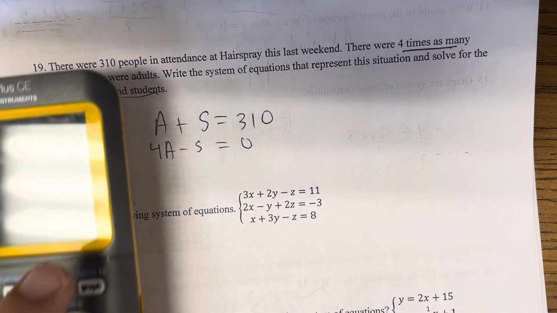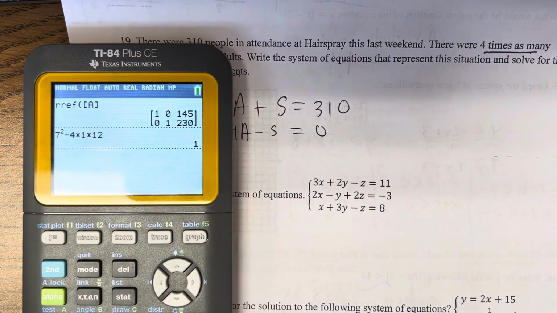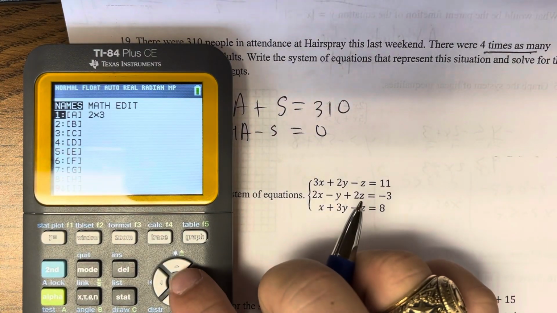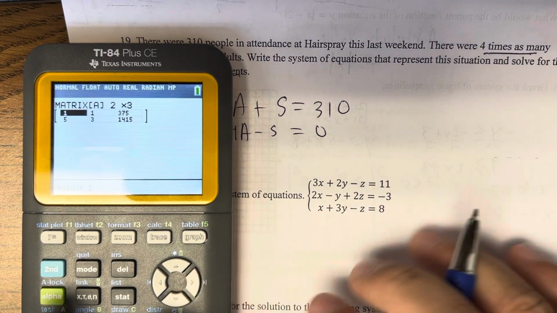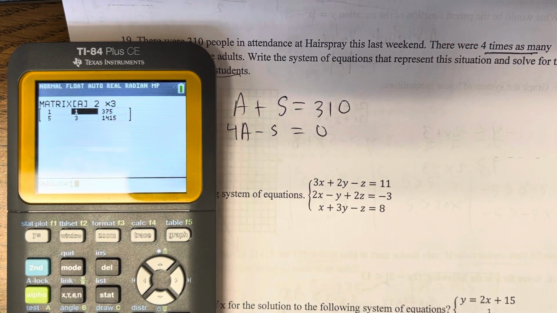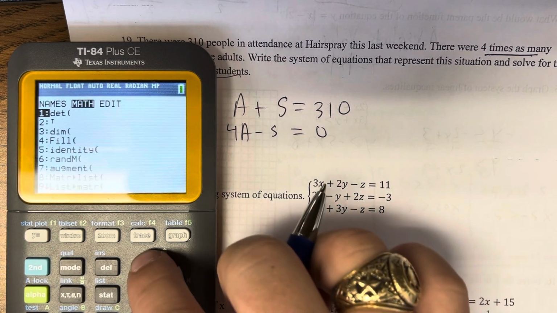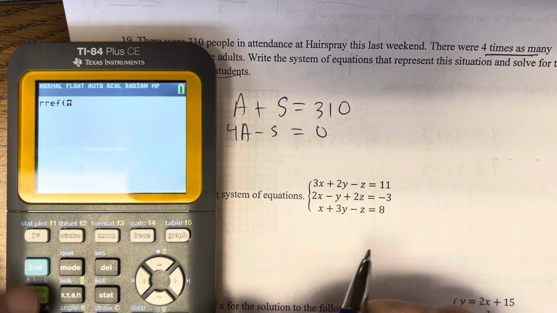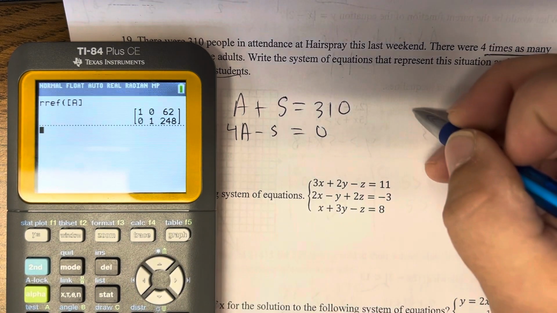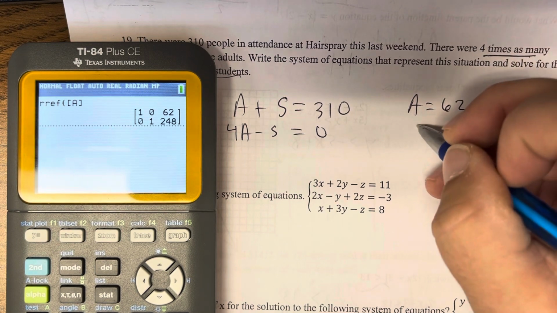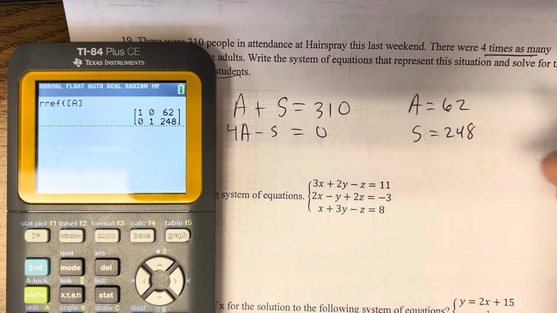And now we're ready to solve. I'll go into my calculator. We'll go back to the matrix and put in all my coefficients. So 1, 1, 310, 4, negative 1, 0. We're going to quit, go back into matrix, and calculate the RREF of matrix A. And so my adults is 62, and my students is 248.